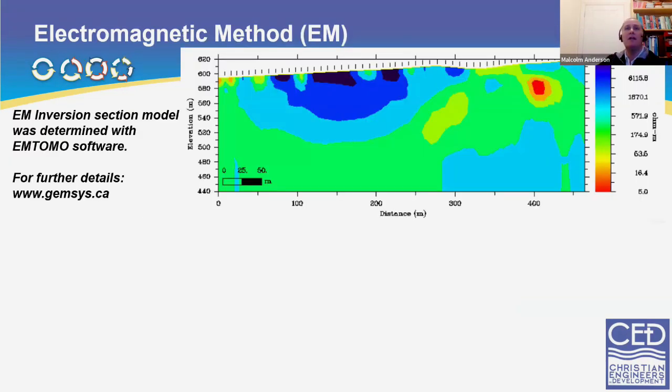So that concludes the resistivity method, but it's very similar to the electromagnetic method. And the reason for this is that the electromagnetic method measures conductivity, which of course is the inverse of resistivity, and so you get very similar results. So EM is the method we're going to look at now.